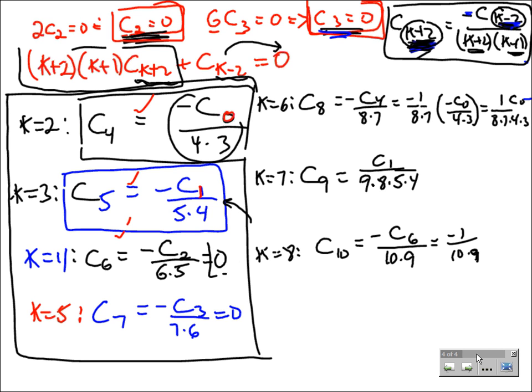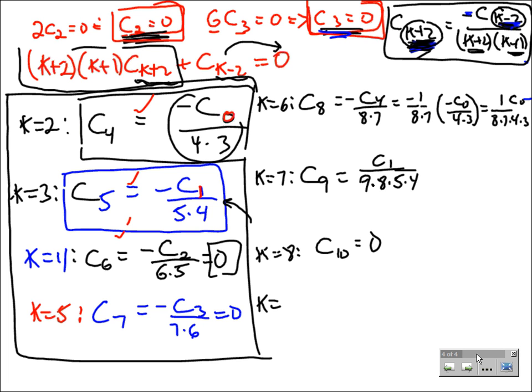But C6 is 0. And when you multiply that number by 0, you get 0. So C sub 10 is going to be 0.